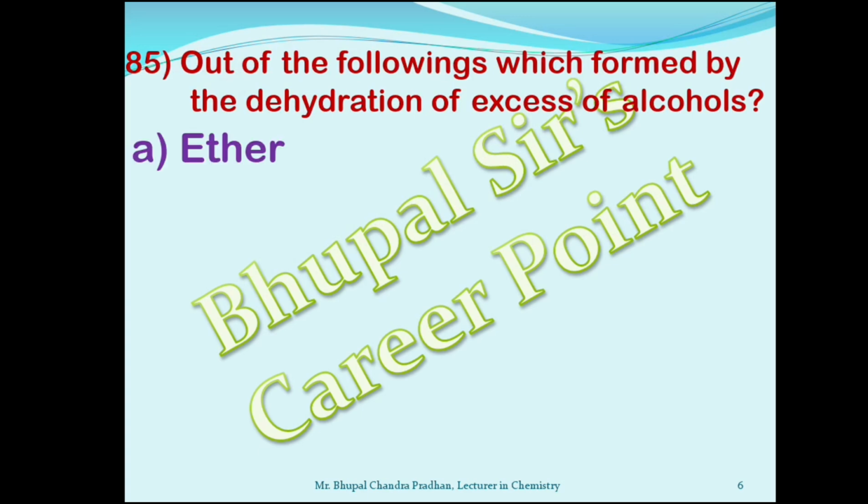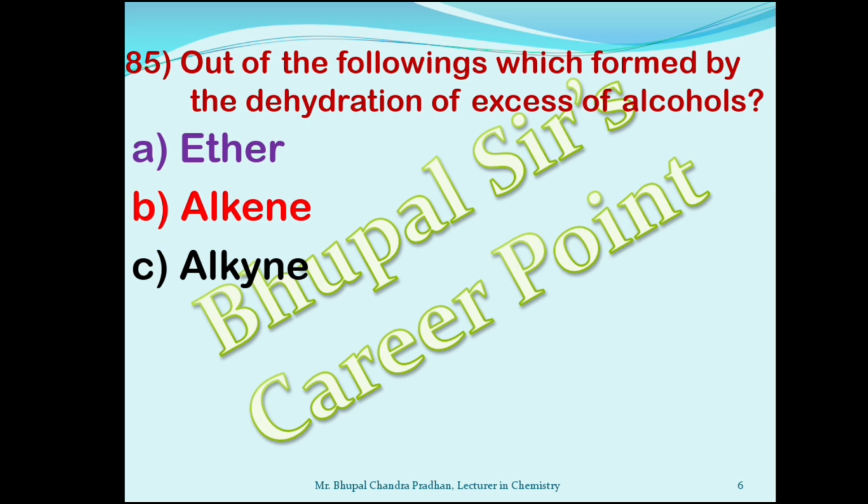Option A ether, option B alkene, option C alkyne, option D alkane. The students try to give the correct answer. Out of the following, which is formed by the dehydration of excess of alcohols?